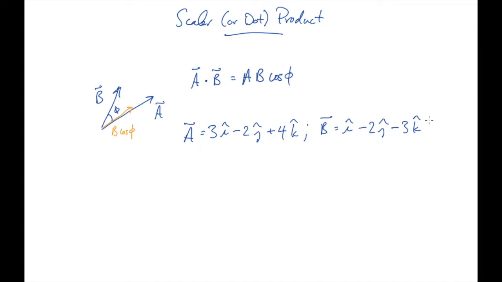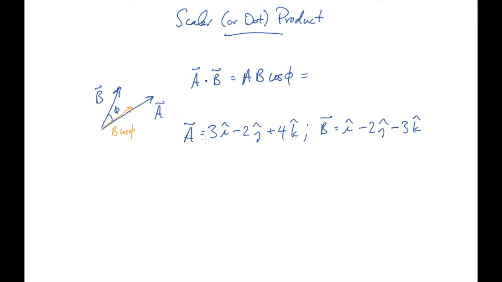Well, we could certainly find the magnitudes A and B. Square the components, add them up, and take the square root. So we could find A and we could find B, but I don't know the angle between these two vectors. I don't know the angle between this vector and this vector. So I'm stuck. I can't evaluate this thing. The way to get around that is to come up with another way to calculate the dot product when you know not the magnitudes and angles, but when you know the components.